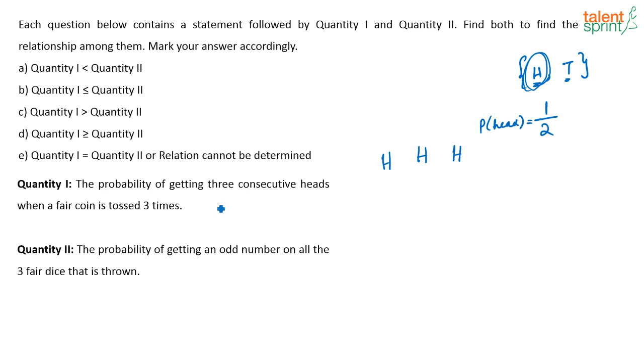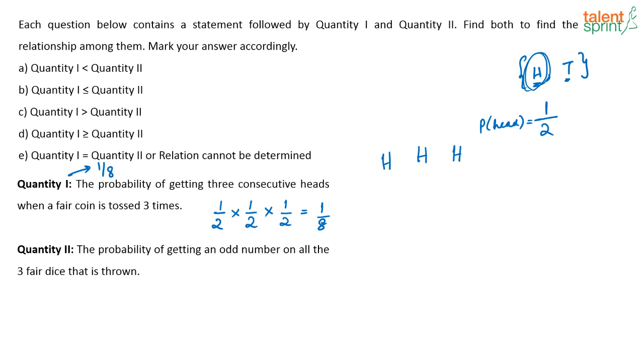So the probability that I get head the first time is 1 by 2. The probability that I get head the second time is also 1 by 2. The probability that I get a head the third time is also 1 by 2. So the probability that I get head all the 3 times is 1 by 2 into 1 by 2 into 1 by 2, the probability of getting head the first time and the second time and the third time. So multiplication. The probability of getting consecutive heads all the 3 times is 1 by 8. So quantity 1 is 1 by 8.